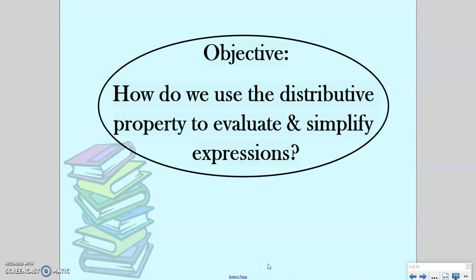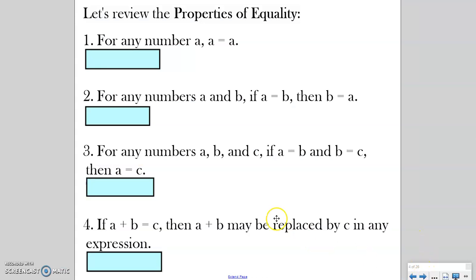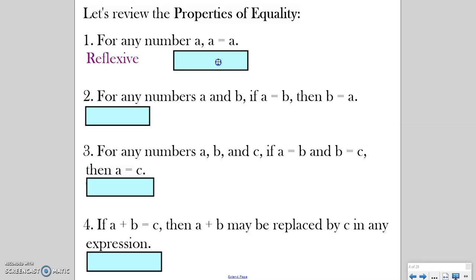So the lesson that we're going to be dealing with is distributive property. And the objective is, how do we use the distributive property to evaluate and simplify expressions? Before we do that, we're going to review the properties of equality from the previous lesson. So first one is for any number A, A equals A, that's reflexive.